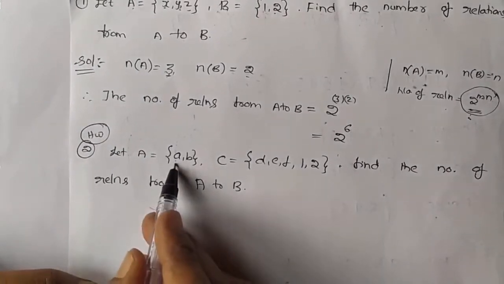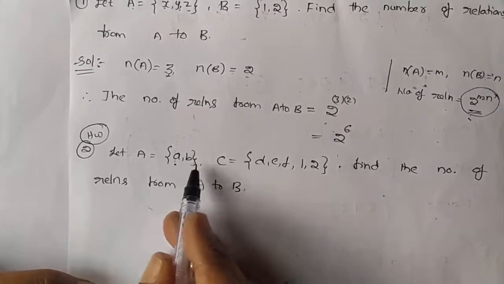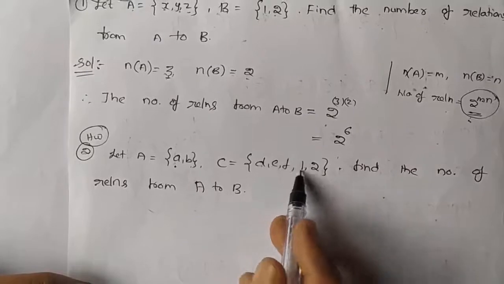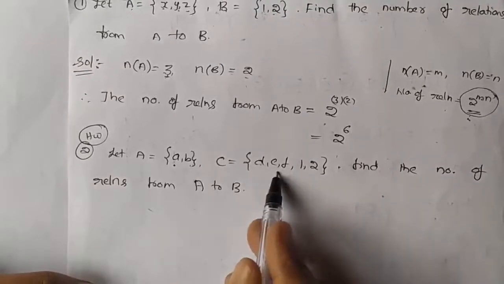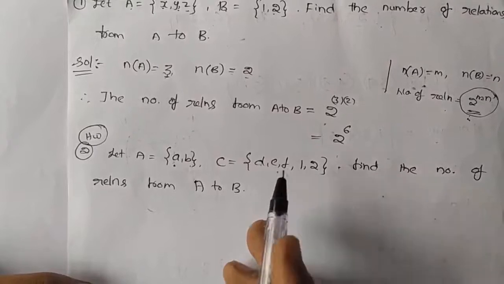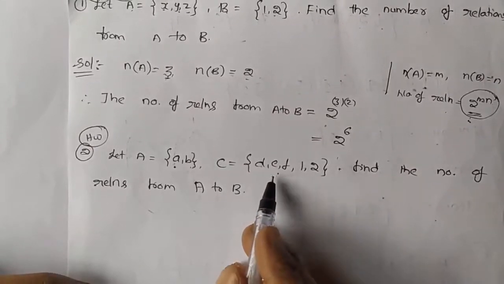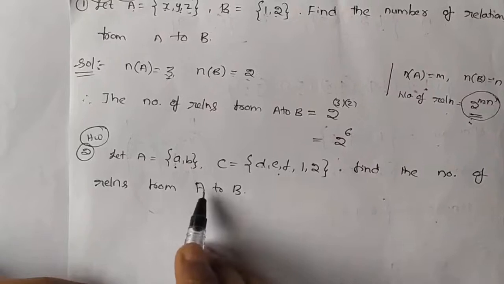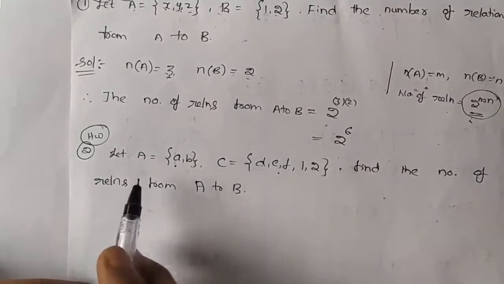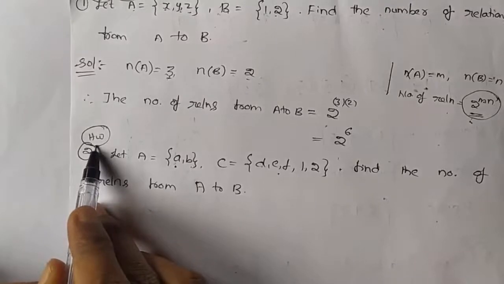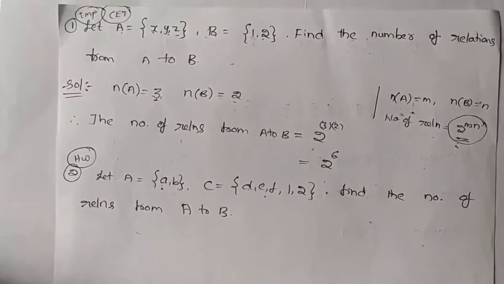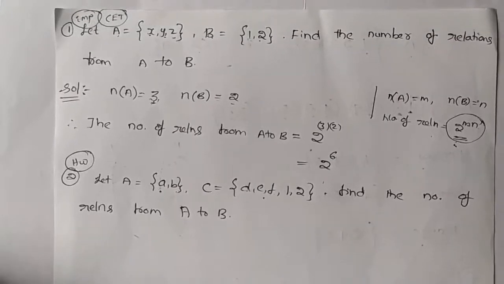The number of elements in the set A is 3. The number of elements in the set B is 1, 2, 3, 4, 5, 5 elements. So 2 power 3 into 5 is 15, 2 power 15. Therefore the number of relations is 2 power 15. Very simple. You just work out this question at your home, it is homework for you. Do you understand? Note down this question in your notebook.